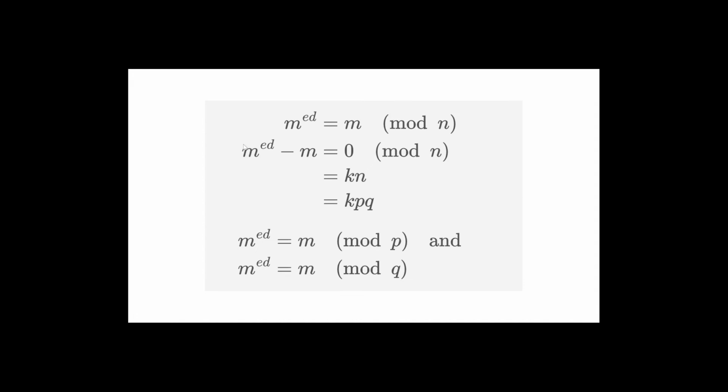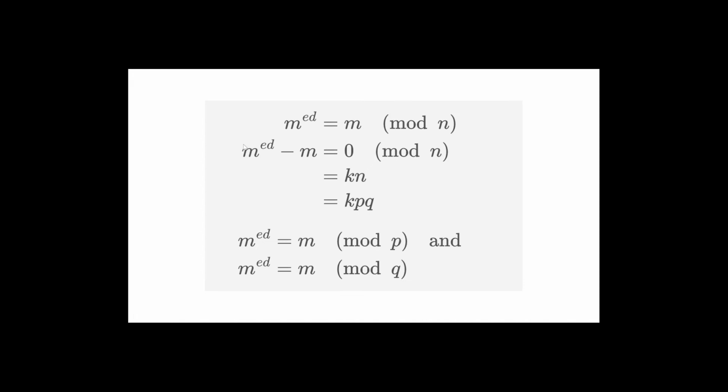And therefore, it can be written as k times n. There's a k such that that number is equal to k times n. And our n, by definition, is equal to p times q. That's the definition, that's how we build it. We choose n in the beginning.